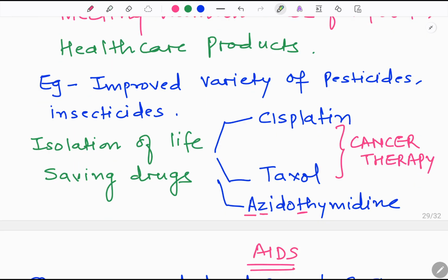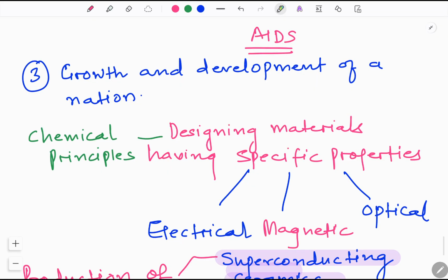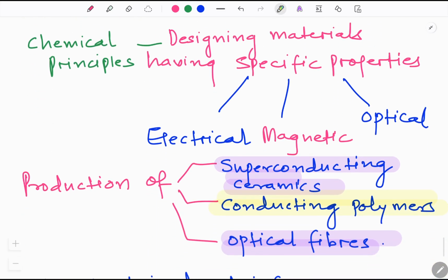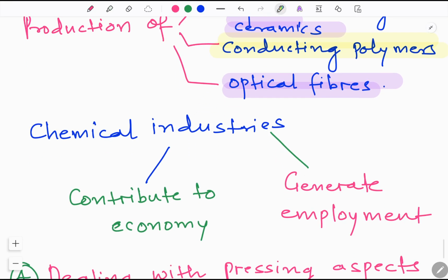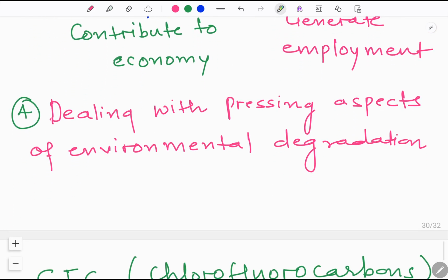So AZT is important. Thirdly, the growth and development of a country depends upon the knowledge of chemistry, the chemical principles. We have to use them in designing materials which have specific properties as desired by us. Which properties are we talking about? We are talking about the electrical properties, the magnetic and optical properties. Then production of superconducting ceramics, conducting polymers, optical fibers. So anything like this you can quote in your exam. We have also established a lot of chemical industries which contribute to our economy and also give lots of employment to various people who are working there.